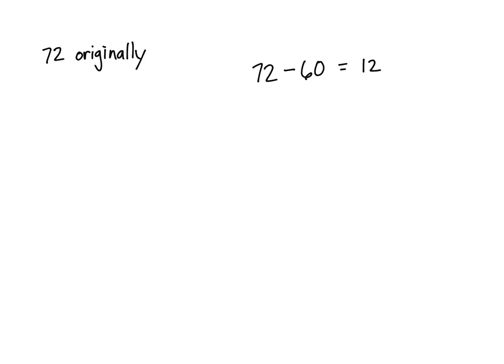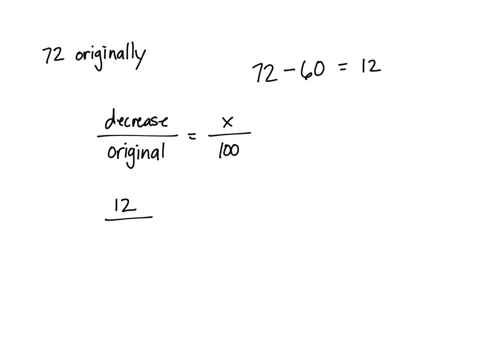To set up these types of problems, you do the decrease or the change, sometimes it's talking about increase, over the original amount. And then we're going to solve for that percent. So in this problem, the decrease was 12, and it originally cost $72.